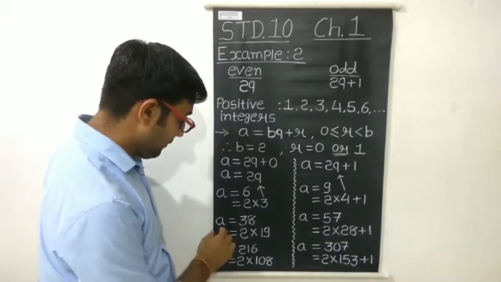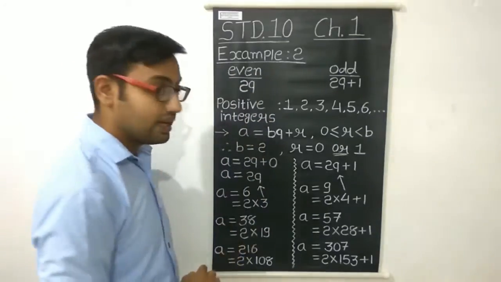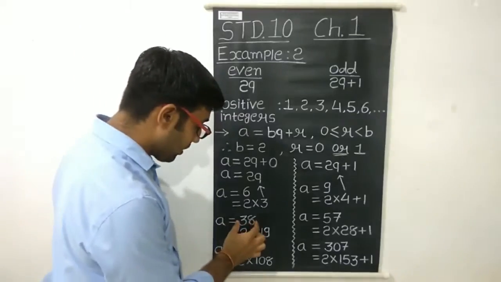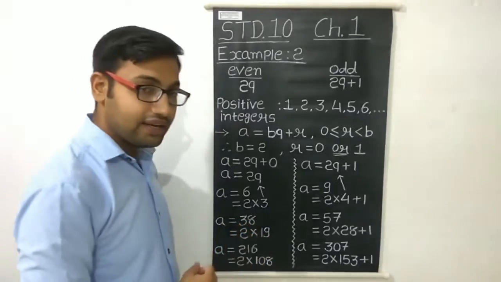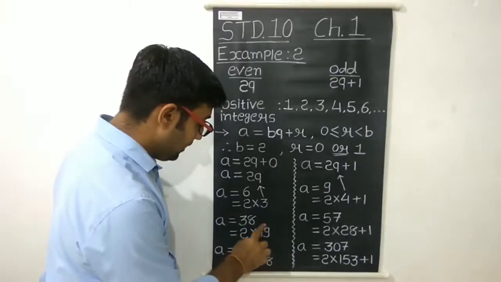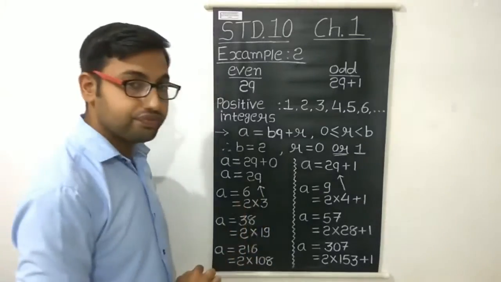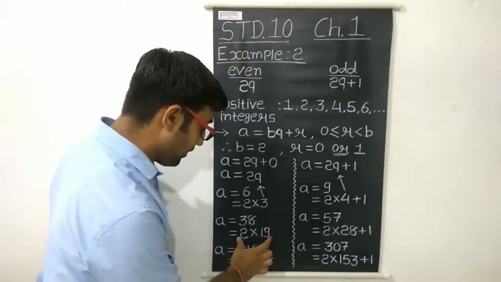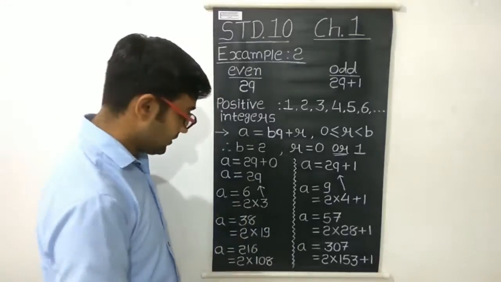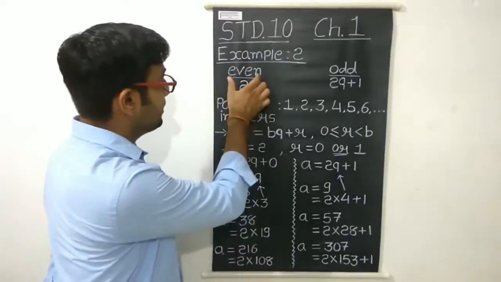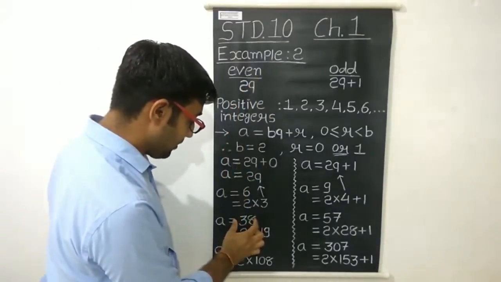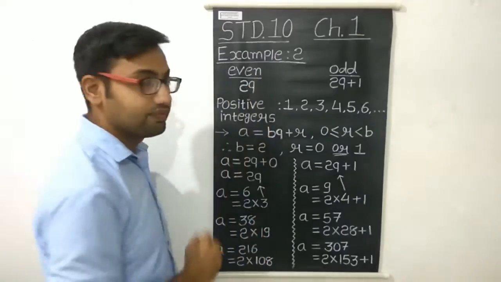Take one other example. Let's take a is equal to 38. So we can write 38 as 2 multiplied by 19. What is 19? 19 is a q. So this is a form of 2q. Yes, 38 is an even number, and we can represent 38 in the form of 2q.